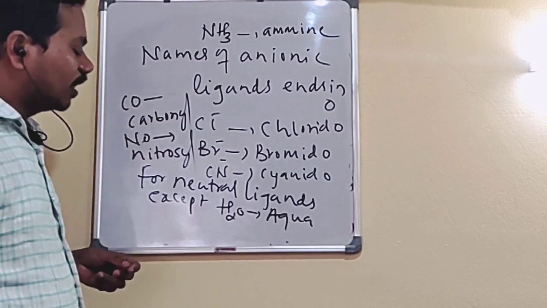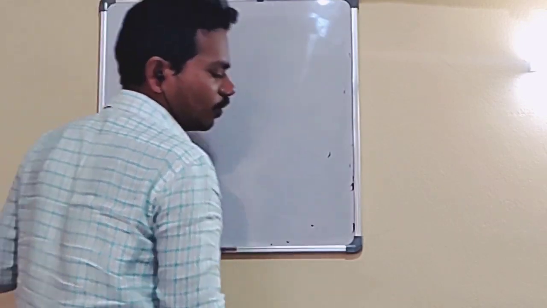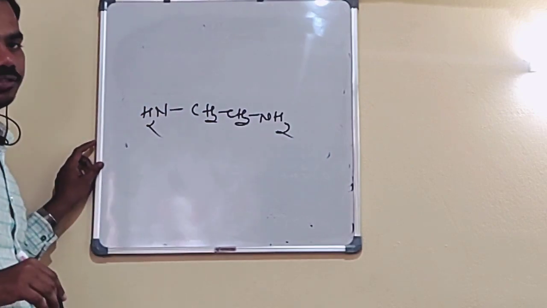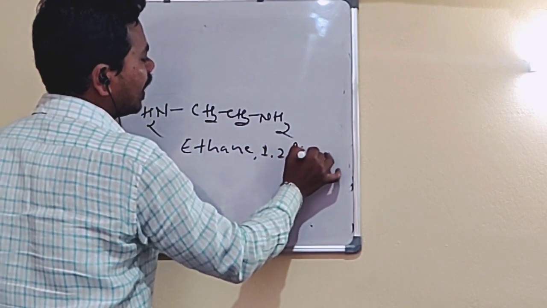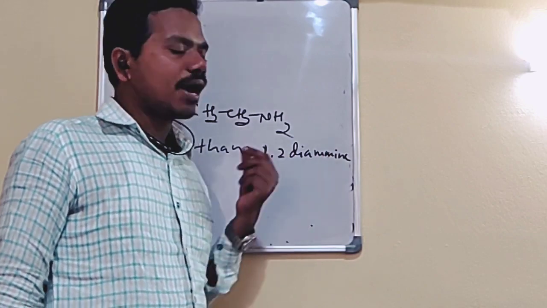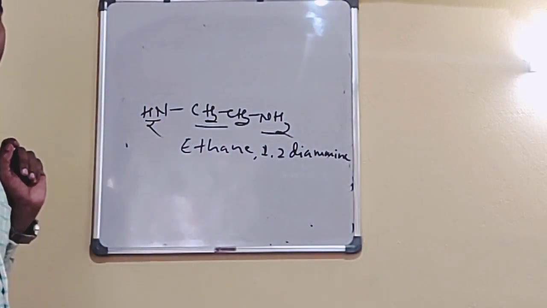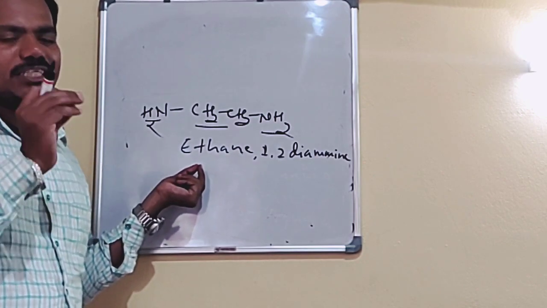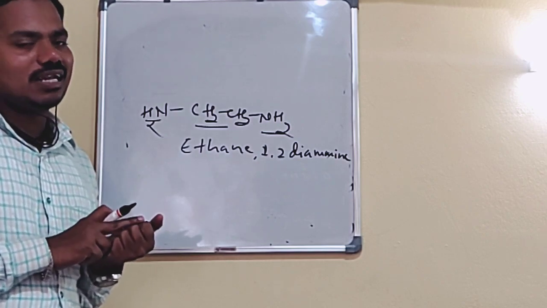Clear? If you take another example of a neutral ligand, for example here NH2CH2CH2NH2, this is a neutral ligand, right? And it is ethane-1,2-diamine. So NH2 is here, CH2 is there and CH2 is there. Clear? And for neutral ligands the name is the same. Suppose it is an anionic ligand, it ends with O, except for H2O aqua, NO nitrosyl, CO carbonyl, NH3 amine.